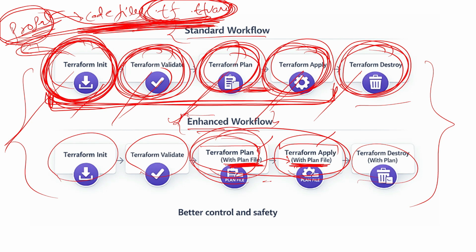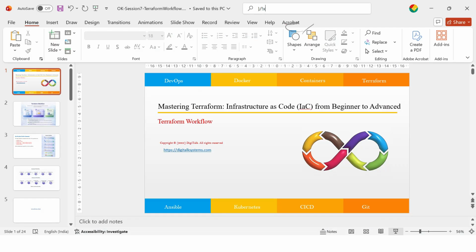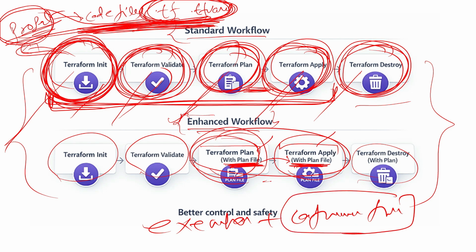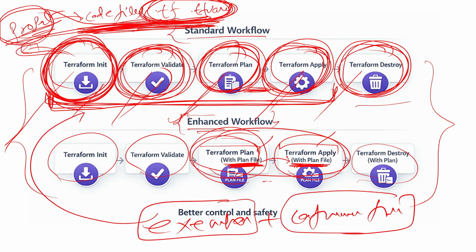That's why I said we have two parts of Terraform. One is the execution, and the second is the configuration files. We are going to cover configuration files later. What we are learning as of now is execution. When we execute Terraform, what happens in each and every phase?